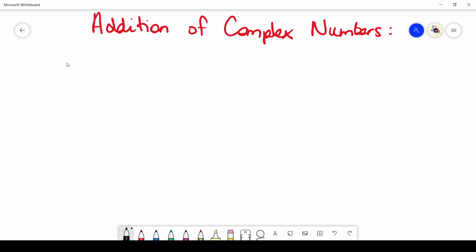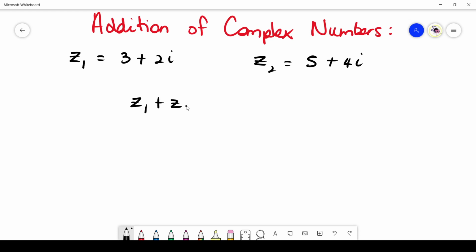For example, let's say we have a complex number, Z1, equal to 3 plus 2i, and we have another one, Z2, equal to 5 plus 4i. And then they ask you to add the two complex numbers. How are you going to do that? Well, as with any addition, you write down what you have. It's a substitution. Z1 is 3 plus 2i, and Z2 is simply 5 plus 4i.